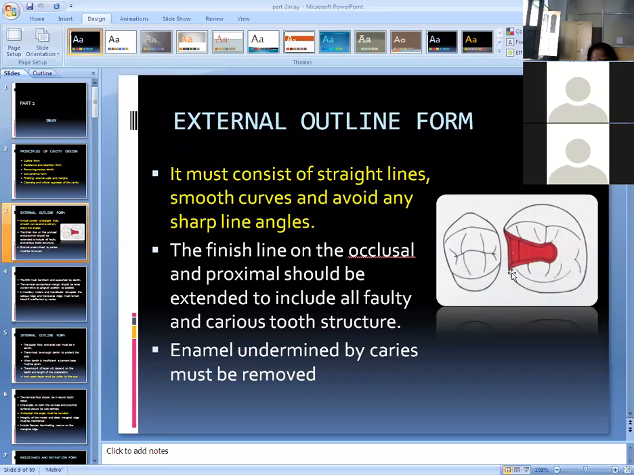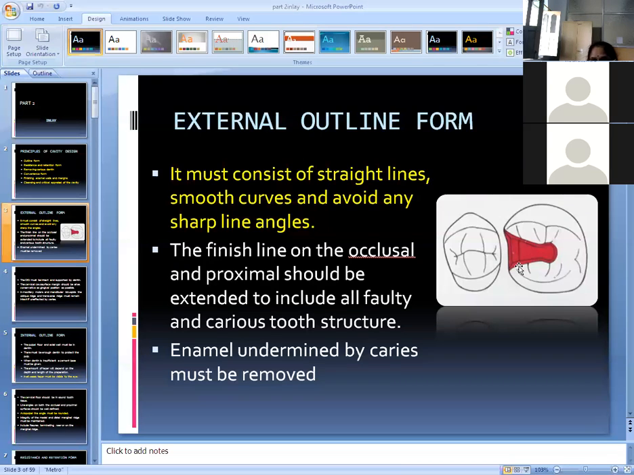So, what are the things that should be in your mind? It should be in a straight line. There should always be smooth curves, and if any sharp line angles are there, either they should be included or completely excluded. This is the basic principle for the external outline form. Whatever finish lines you are making for the occlusal or proximal surface, they should be including or excluding the faulty and carious tooth structure.